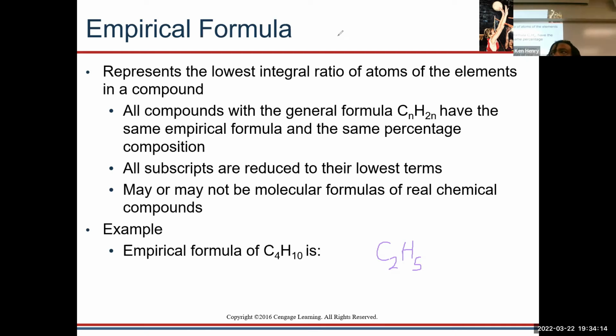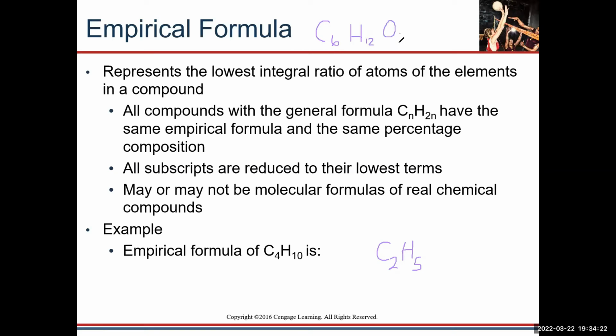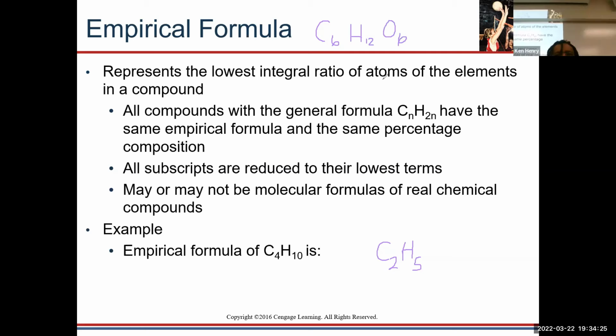So if I have C6H12O6, what would be the empirical formula for that? CH2O, right? Because they're all divisible by 6. So 6 divided by 6 will be 1. 12 divided by 6, that would be 2. And then O divided by 6 would be 1. You guys see that?